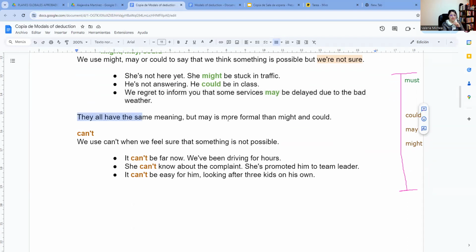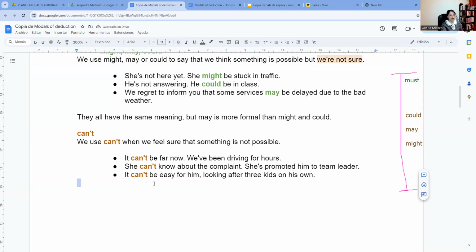Oh yeah, I forgot to mention this. They all have pretty much the same meaning, but may is more formal than might and could. So may sounds a little more formal, especially when you are using it for requests. But with possibility, there is some kind of separation between those three. And finally, we have can't. We use can't when we feel sure that something is not possible. So we are using can't for impossible situations.